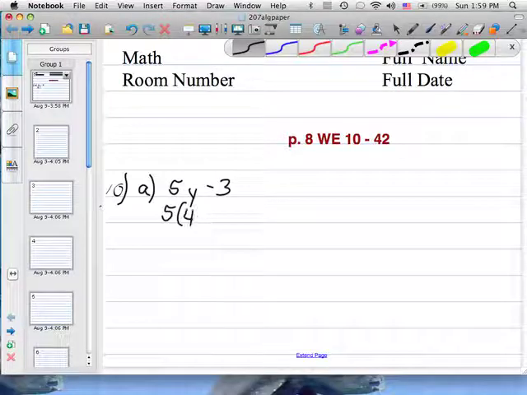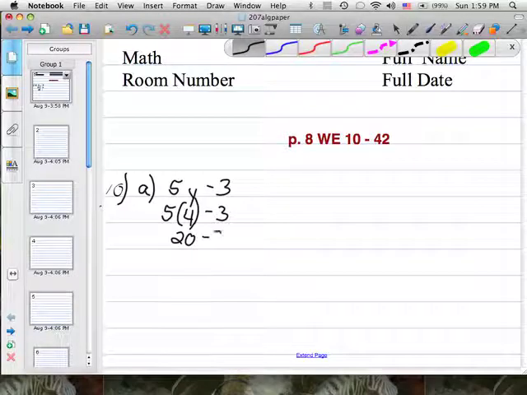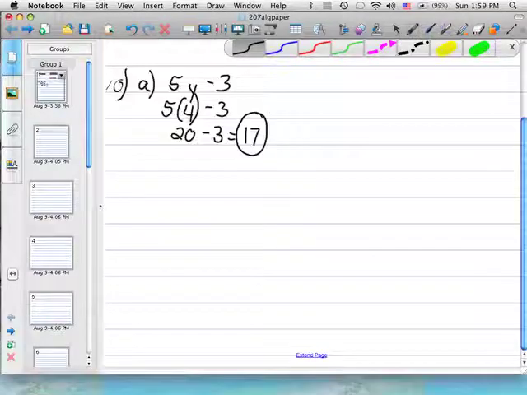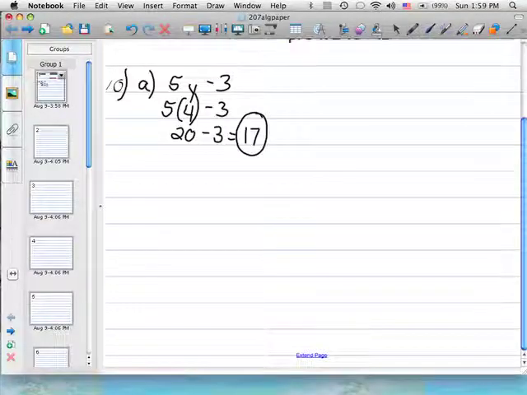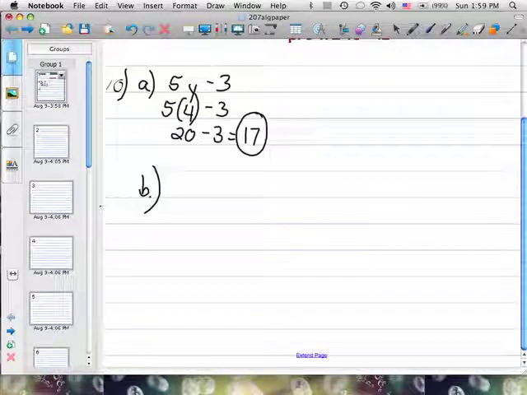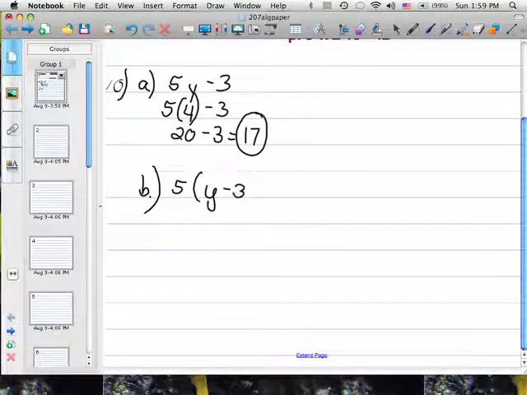We're going to do A first, 5y minus 3. And the values for our variables are in the boldface above the problems. So y is 4, so we substitute 4 in. So we get 5 times 4 minus 3. Doing the multiplication first, we get 20 minus 3, which equals 17.